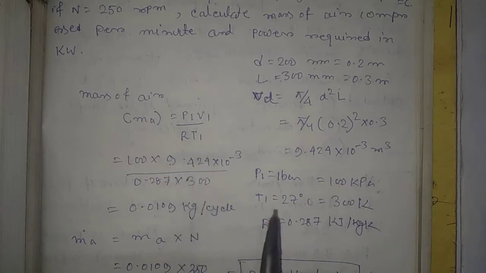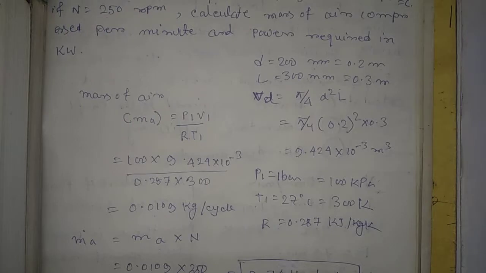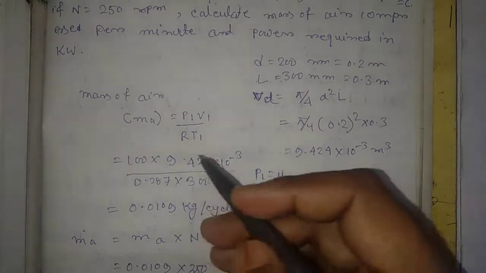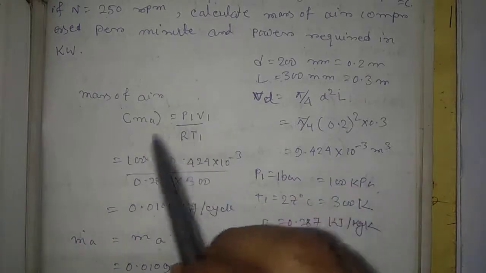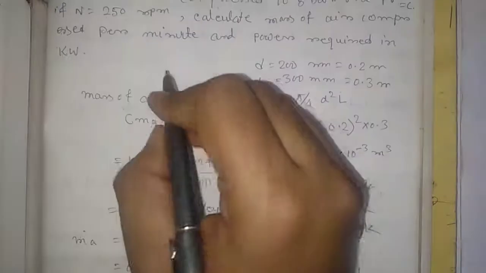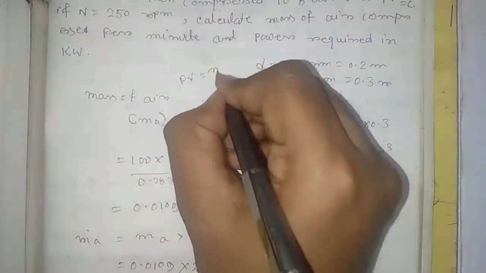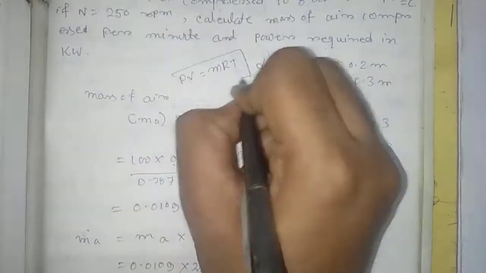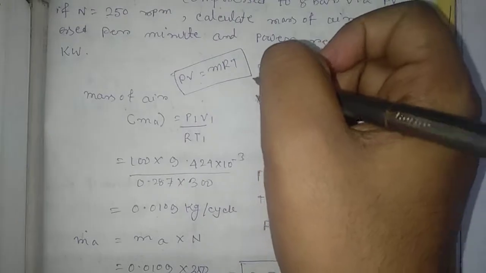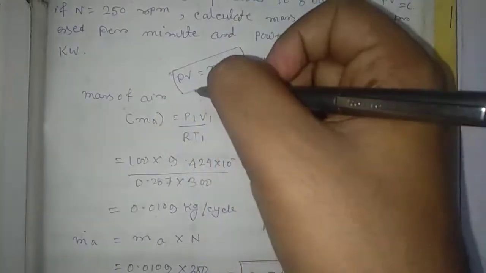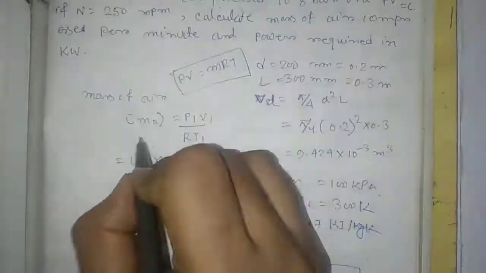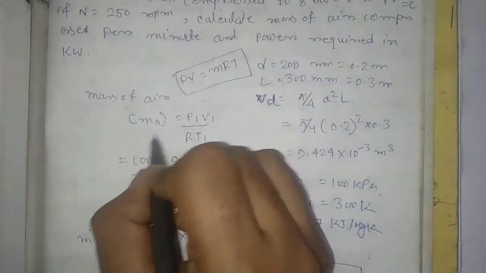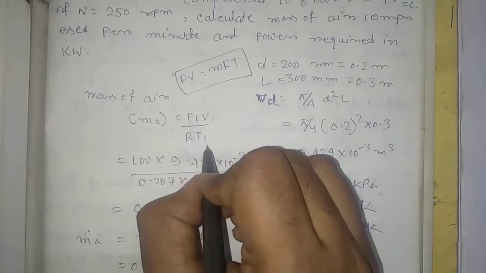As we know, it is an air compressor, so first we assume that air behaves as an ideal gas. If it is an ideal gas, it follows the equation Pv is equal to mRT, no doubt about that. From this equation you can calculate the mass of air: Ma is equal to P1 V1 divided by R T1.